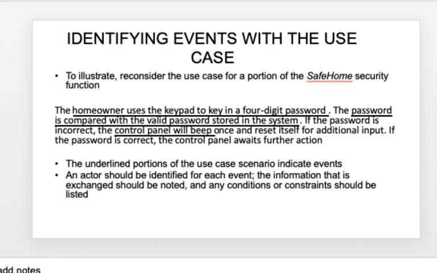So if this is a use case written out, the underlined portions that you see here are scenarios that indicate events, like the homeowner uses the keypad, the password is compared with a valid password, the control panel will beep, and so on. So an actor should be identified for each of these events. Then the information that is exchanged should be noted, and any conditions or constraints should also be listed.